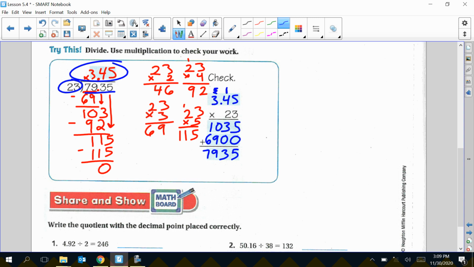And remember from chapter 4, we count 1 decimal place, 2, plus 0 in the second one is going to give us 2 decimal places in our answer, in our product, 79 35/100, which is what our dividend was to start. So you can always check using multiplication.